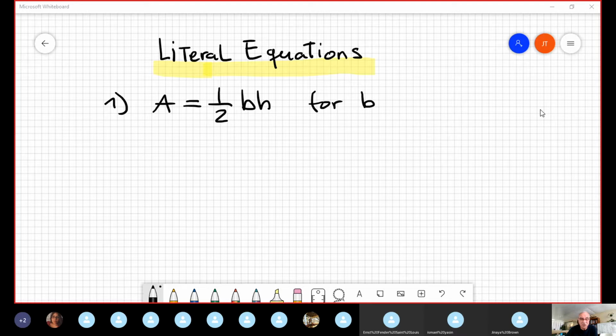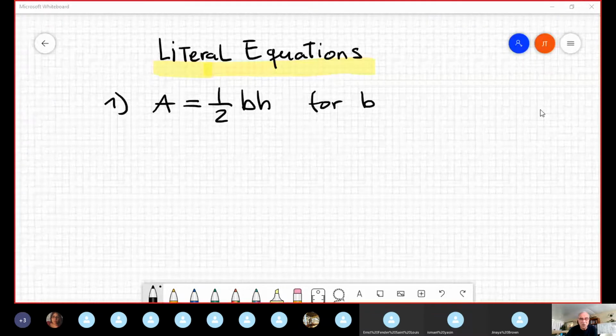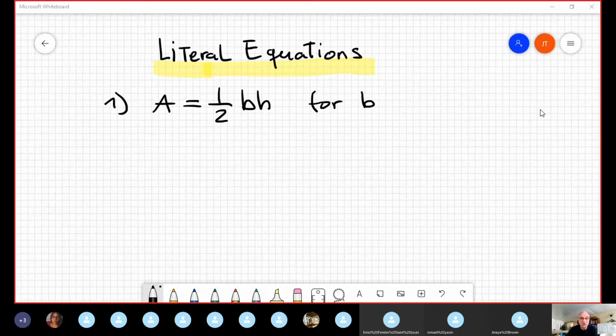Maybe you are familiar with it from geometry. It's the area of a triangle, but this is not important. The important thing is that you want to solve for B. You consider that B is the only variable.